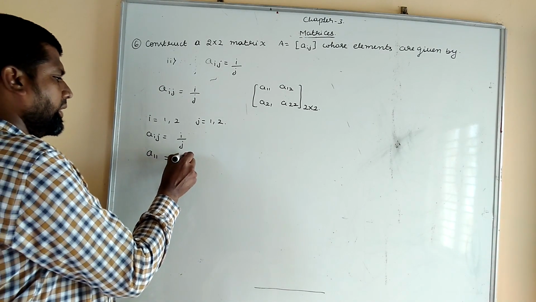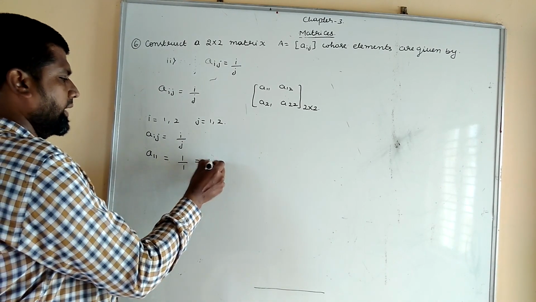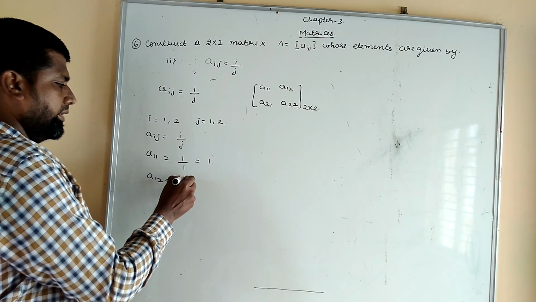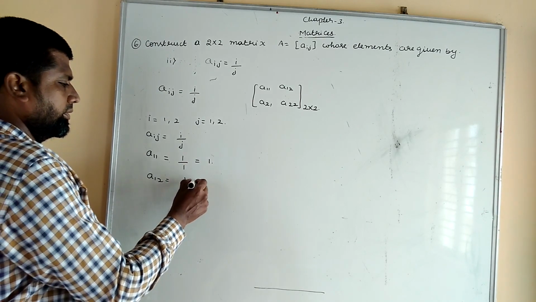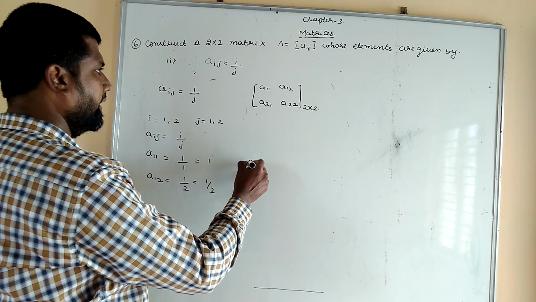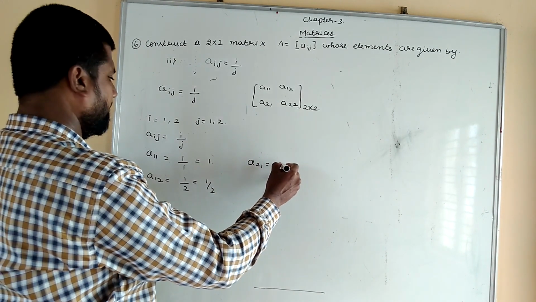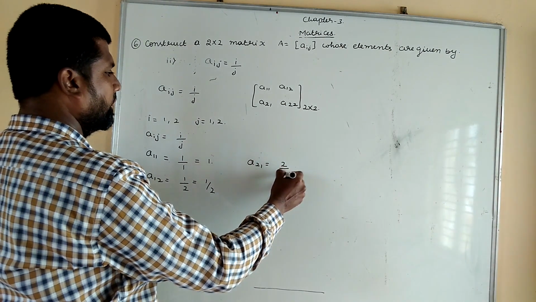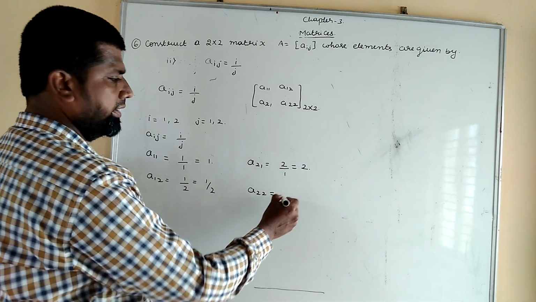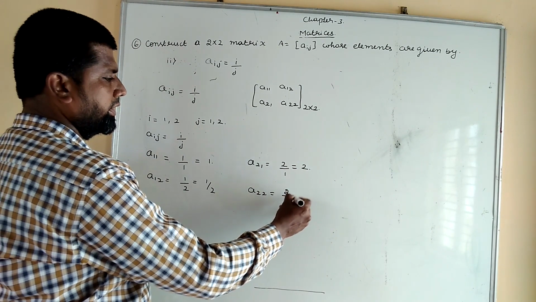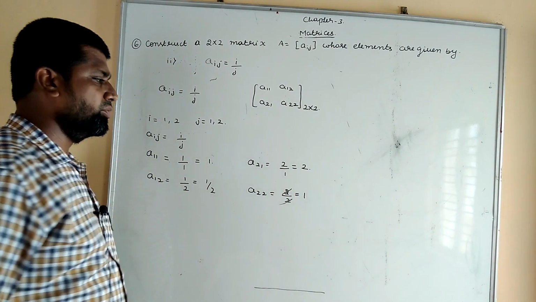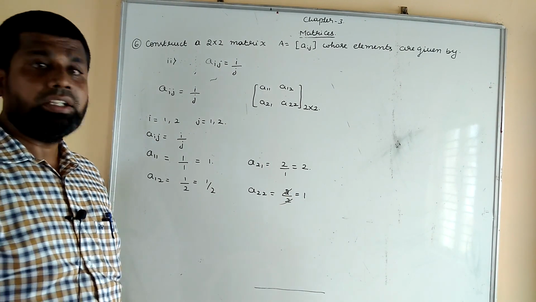Let us substitute 1 by 1, that is equal to 1. A12, that is the second term, i value is 1, j value is 2, that is 1 by 2. Let us go for the next element A21. A21 means 2 by 1, that is equal to 2. A22 means 2 by 2, that is equal to 1. You can cancel this 2 and this 2. Numerator and denominator get cancelled. We are getting the 1.